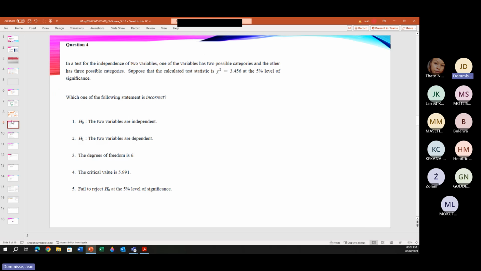Okay, so let's look at a few extra things. Now there's no table. They just tell you that in a test for independence of 2 variables, one of the variables has 2 possible categories. Let's say the rows have 2 and the other has 3. First let's work out the degrees of freedom. Yes, question.